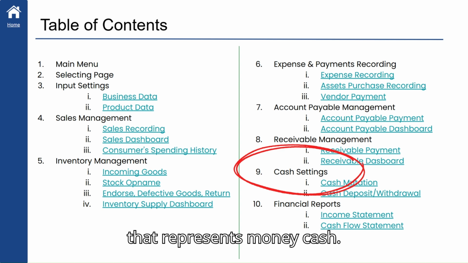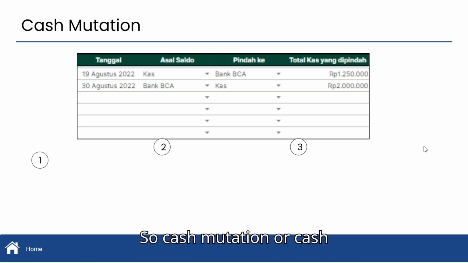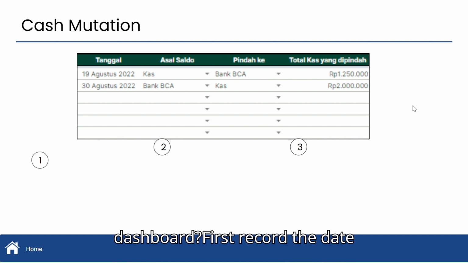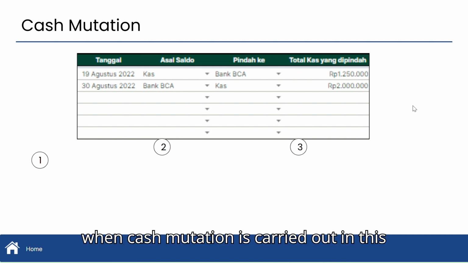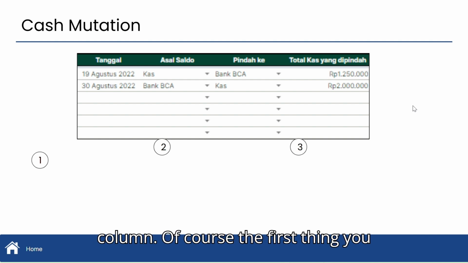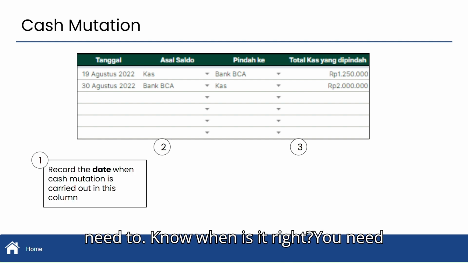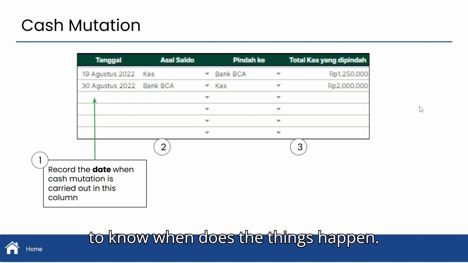Don't forget, the most important value in the world, money, and the original form of value itself that represents money, cash. So, cash mutation or cash transfer. How do you do this in our proposal, in our dashboard? First, record the date when cash mutation is carried out in this column. Of course, the first thing you need to know is when it happens, right?